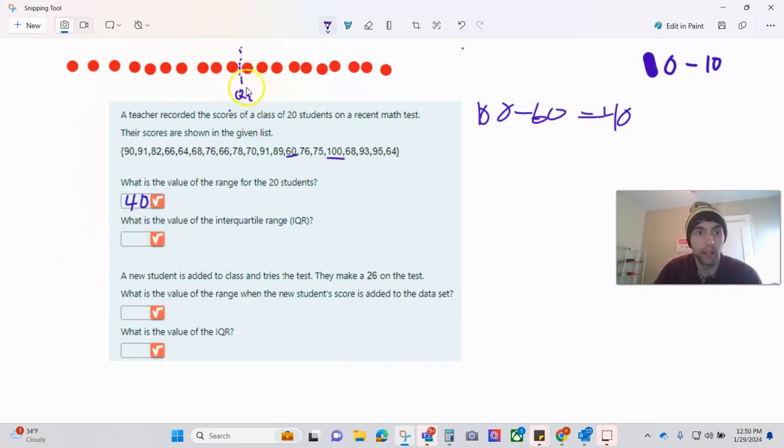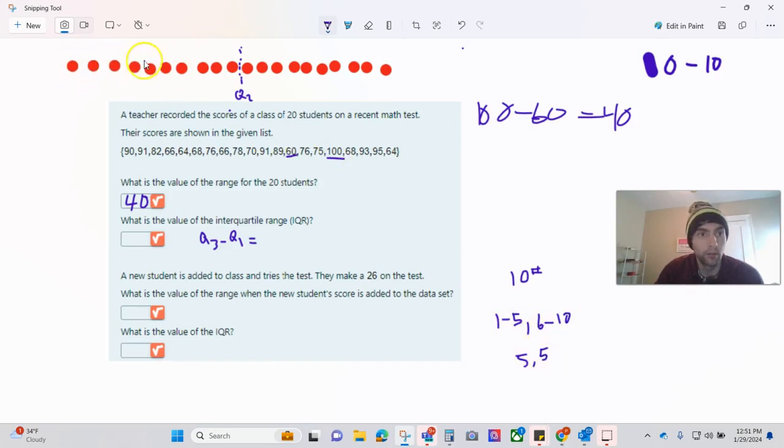But here's half. Now, to find Q1 and Q3, which interquartile range is Q3 minus Q1, I have to find the middle of the lower half and the middle of the upper half. So I have 10 numbers. What would the middle of 10 numbers be? I have numbers 1 through 5 on one side and numbers 6 through 10 on the other. I have 5 numbers on one side, 5 numbers on the other side.